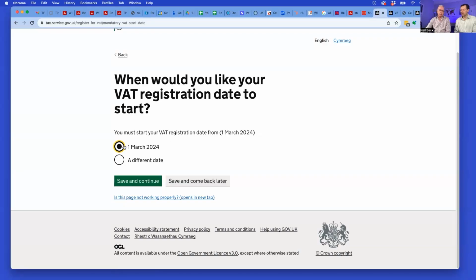So it defaulted to saying, right, you need 1st of March. I don't know why you can pick a different date, unless voluntarily we were going to say we wanted it to be the 1st of February. Potentially you could do 1st of January if you were going over the limit. You could do it voluntarily. So all invoices after this date have to be plus VAT.